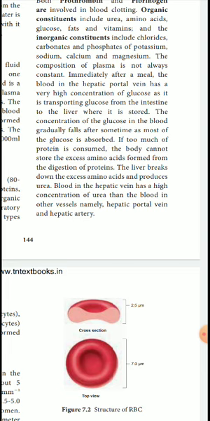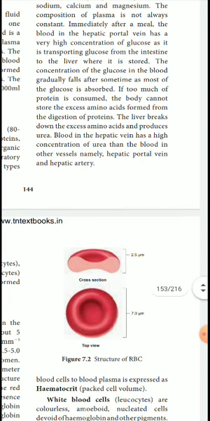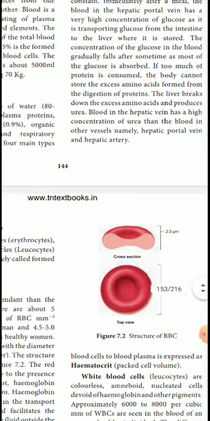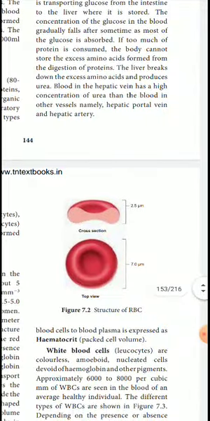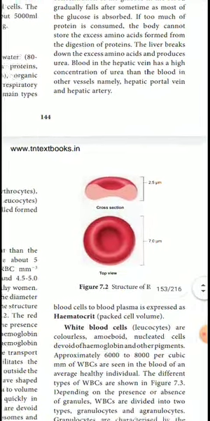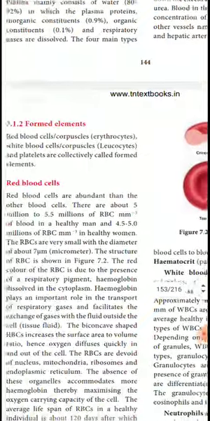Next, the body cannot store excess amino acids. But what will it do? It will be broken down. The liver breaks down the excess amino acids. So who will do that work? The liver will do this work. Then it will produce urea. What do you mean by hepatic? I already told you that hepatic means liver. So the hepatic vein has a high concentration of urea compared to the blood elsewhere. That's why we call it the hepatic artery or hepatic vein. The vein we call the hepatic portal vein.